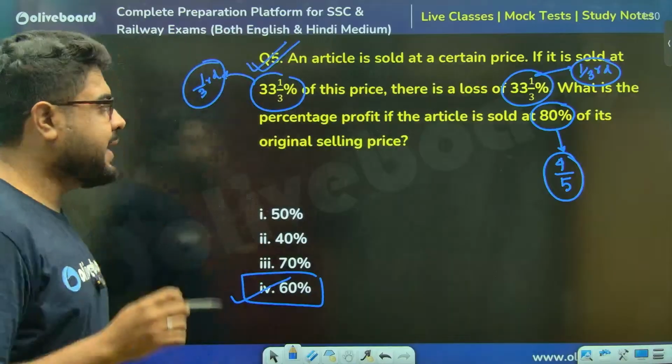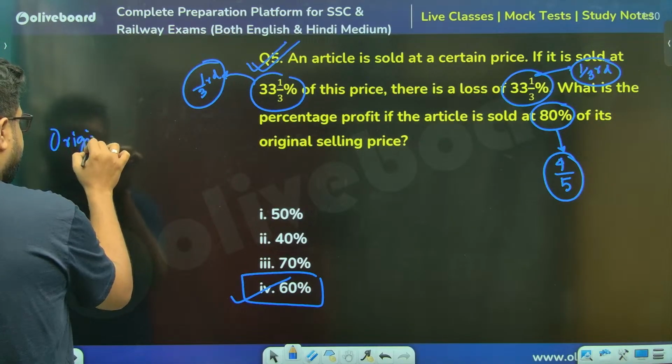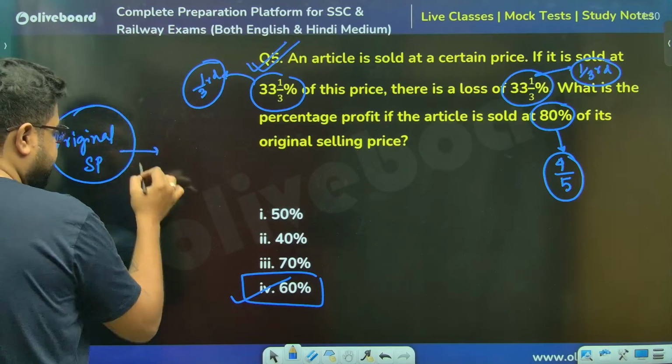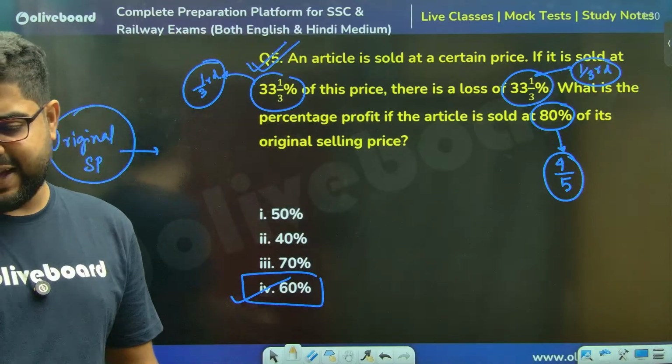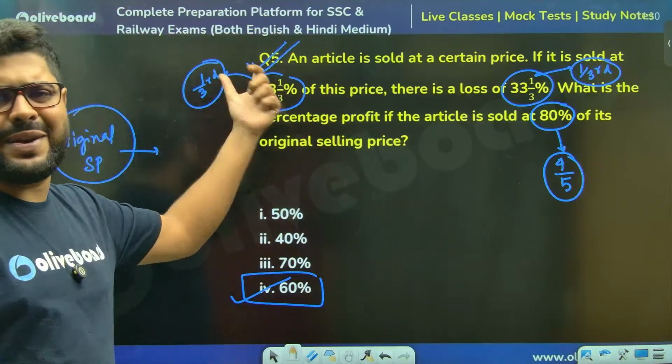Sir, that means I need the original selling price, original SP. Sir, how can we get that? Look, understand, sir. I'll assume something percentage.